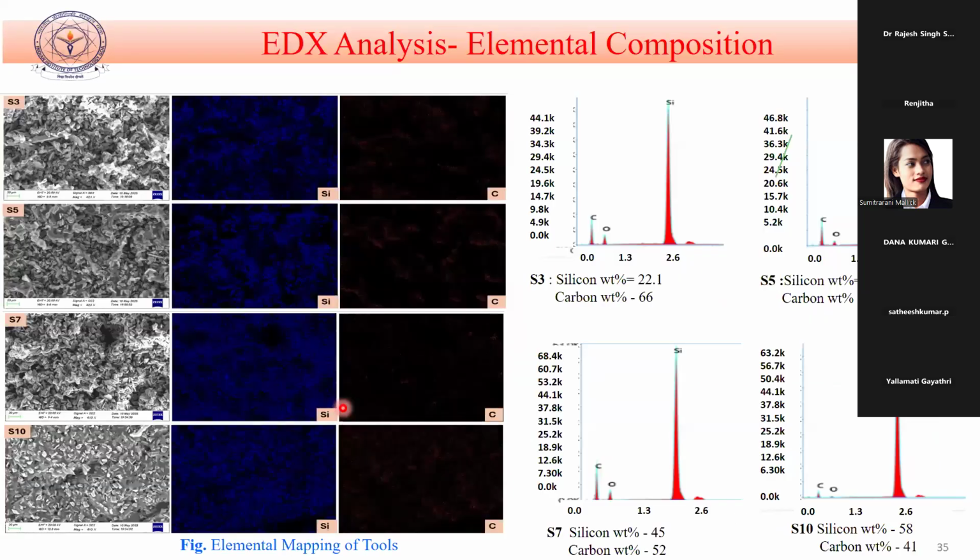Then we did some EDX analysis to see what kind of material we have used, whether it is there or not. That is the first step. Otherwise, after doing all the experiments, results will not come and we'll wonder why. That means every step you have to cross-check. That is done.